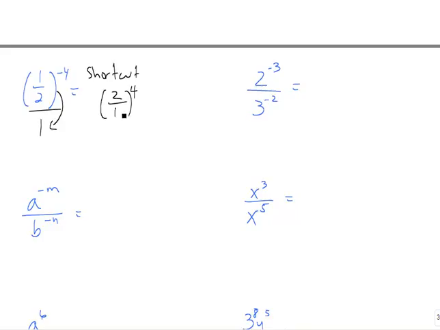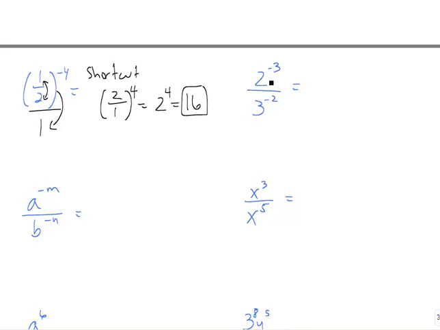Now I wouldn't leave my answer like that because 2 over 1 is just 2. So 2 to the 4th is something we can evaluate. 2 times 2 times 2 times 2 is going to be 16. So if you have a fraction on the inside raised to a negative exponent, as a shortcut, sometimes it's easier to flip that fraction around inside and change the outer power to a positive.